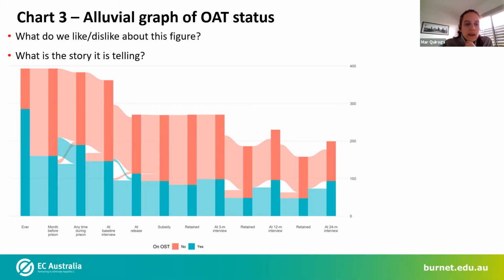What you can really see is the status at any point in time. At the beginning, they ask, have you ever been on opioid substitution therapy? That's the first bar, and maybe 3/4 of them have, and 1/4 have not. Then they ask, are you on opioid substitution at different points during the follow-up of this cohort? So in the month before you went into prison, at any time during prison, at the baseline interview, which is right before they get released, at release, retained, at 3-month post-interview, retained, at 12-month post-interview, etc.